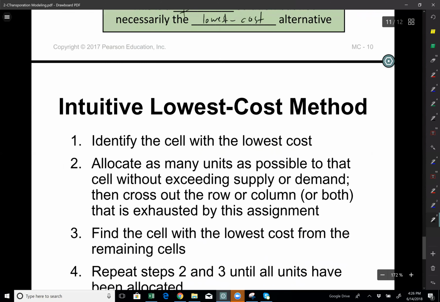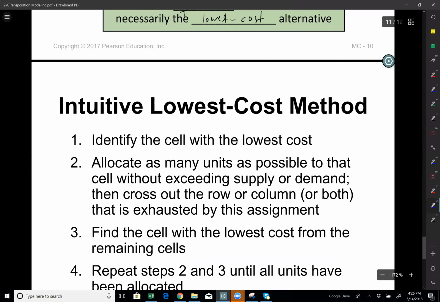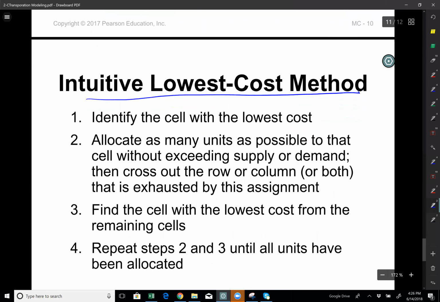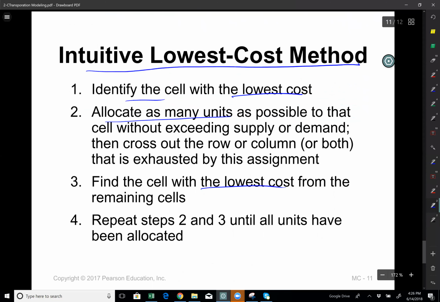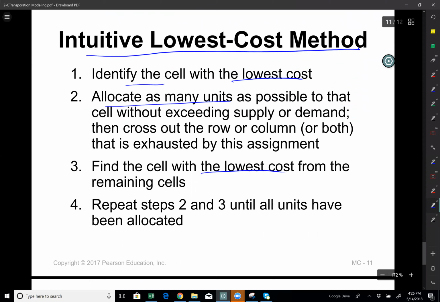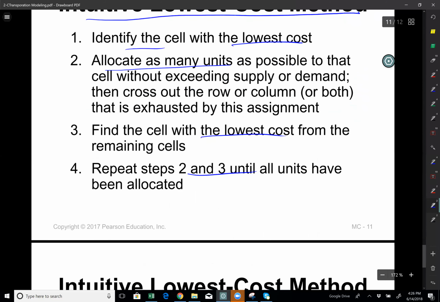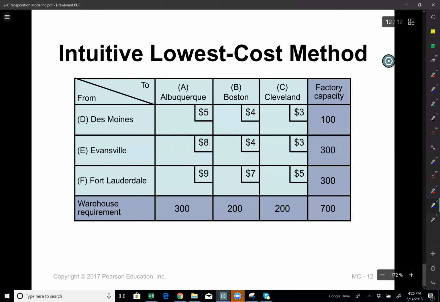Now let's look at the next approach, which is intuitive lowest cost method. And this is another easy way to solve this problem. Basically, I identify the cell with the lowest cost, and I look at as many units as possible, and I find again the lowest cost from remaining possibilities, and then I will keep repeating step 2 and 3. So let's do it on the same example.